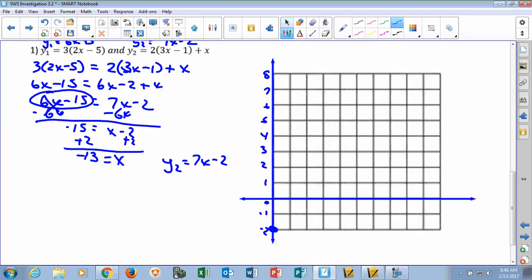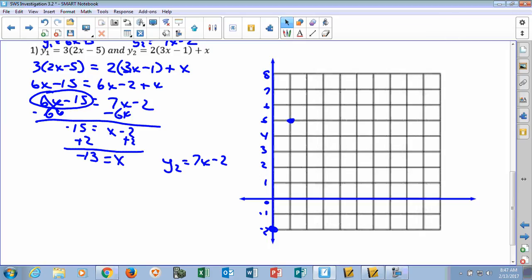What do we count as 7 rise over run? We go what? What direction do we go 7? Up or right? Up 7, right 1. So 1, 2, 3, 4, 5, 6, 7. Right 1 puts us right there.